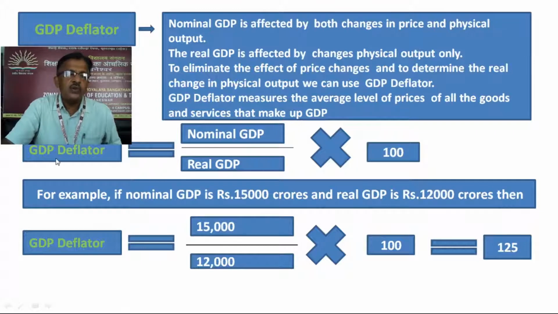So how to find this out? The GDP deflator is equal to nominal GDP divided by real GDP, multiplied by 100. For example, if the nominal GDP is 15,000 crore and real GDP is 12,000 crore, then it should be multiplied with 100. So the result is 125.